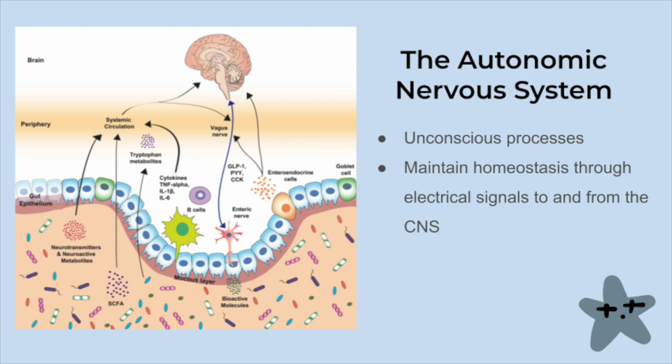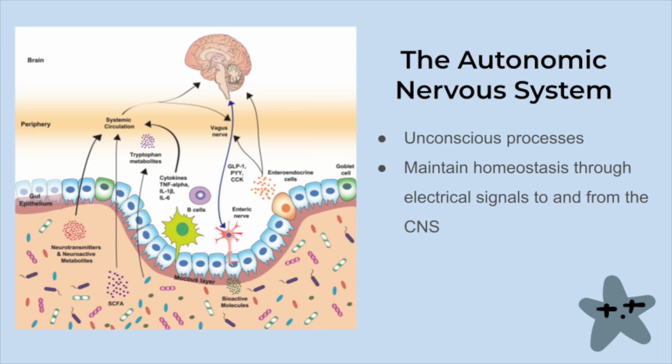Firstly, the autonomic nervous system plays a major role in the communication between the microbiota, gut, and brain. Signals travel between the peripheral and central nervous system, where the brain and the spinal cord take in sensory information and respond accordingly. The sympathetic branch, more famously known as the fight or flight response, and the parasympathetic branch, or the rest and digest response, are both important in maintaining homeostasis of the body.